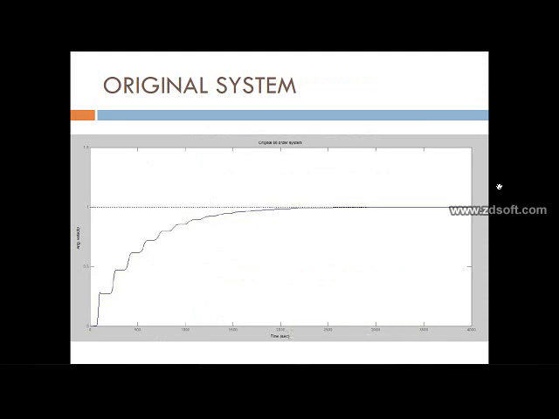Here is the original system of 86 order. Here a nonlinear friction is considered. A nonlinear function of friction is considered to be acting at the bit. So the stick slip can be clearly observed here.